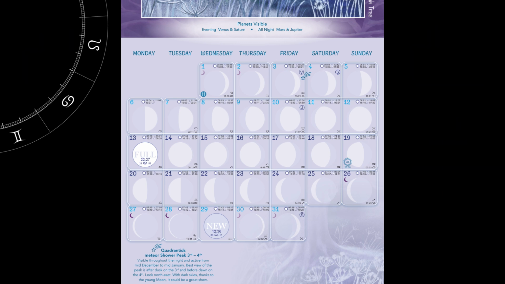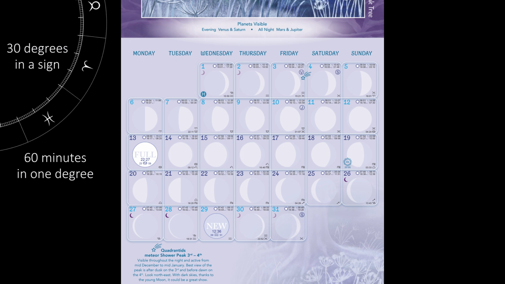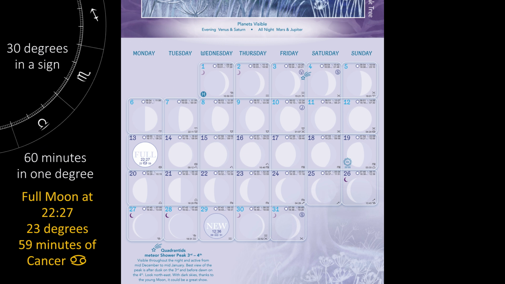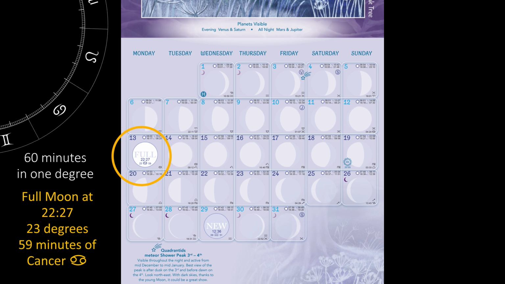In a zodiac chart, there are 12 signs. There are 30 degrees in each sign, and each degree is split into 60 minutes. We can see where the moon is positioned in the sign by noting the degree and minute. For example, here the full moon is in Cancer and is at 23 degrees and 59 minutes, just over 3/4 of the way through Cancer.